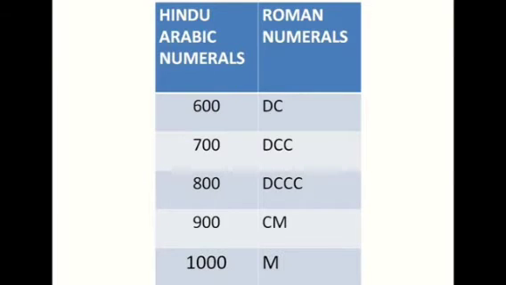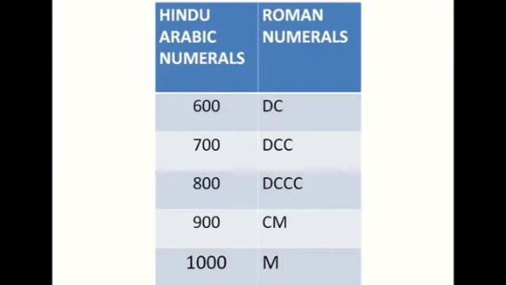700 means DCC. 500 plus 100 plus 100. 800 means DCCC. So 500 will be added with 100, one more 100 and one more 100. Now come to 900. I cannot do C 4 times along with D, so we have to take the help of M. M means 1000, so 1000 minus 100. So if I want to subtract, I have to keep that numeral on the left. So C is sitting on the left of M, so 1000 minus 100 gives you the value 900.